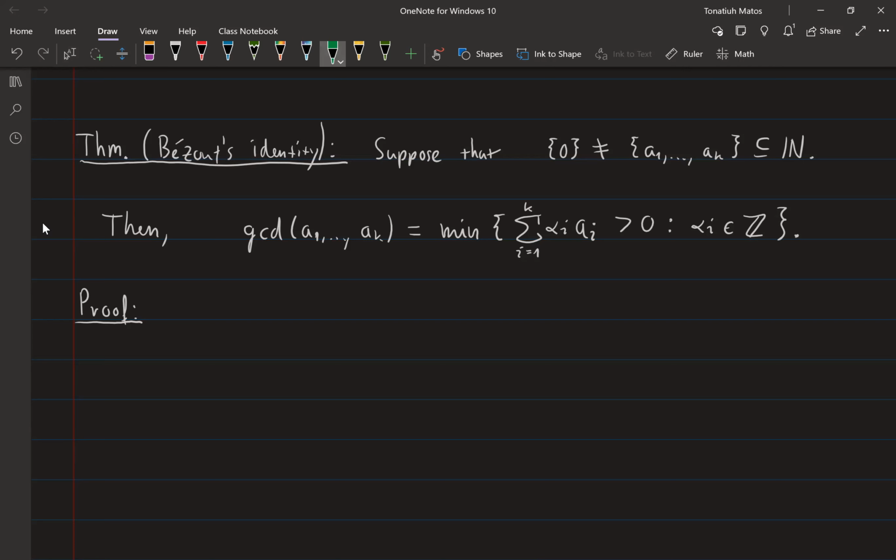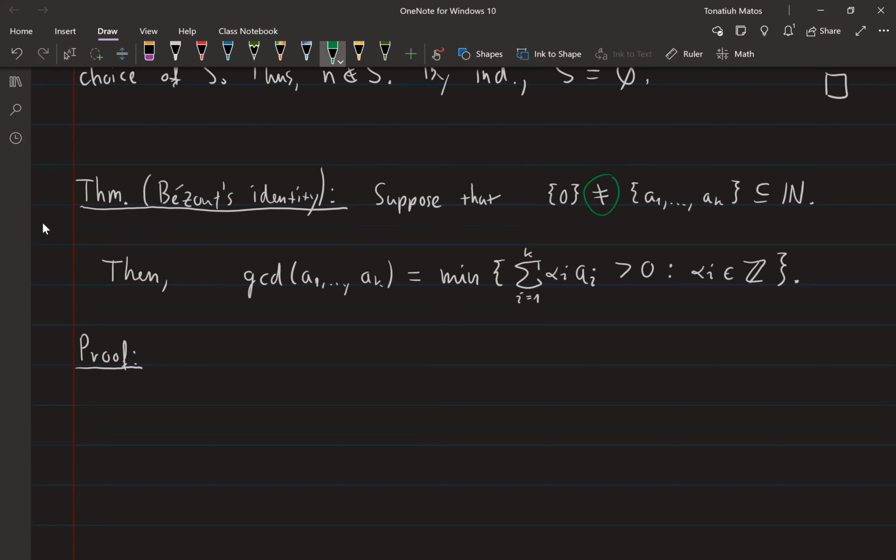Let me add this as a comment. This is an abbreviation of the phrase, not all a_i's are zero. Some of them could be zero, maybe none of them are zero. The only case I'm excluding is all of them being zero. And why do you think that is the case? Why is it important that not all of these numbers are zero? And why am I allowing the possibility of some of them being zero?